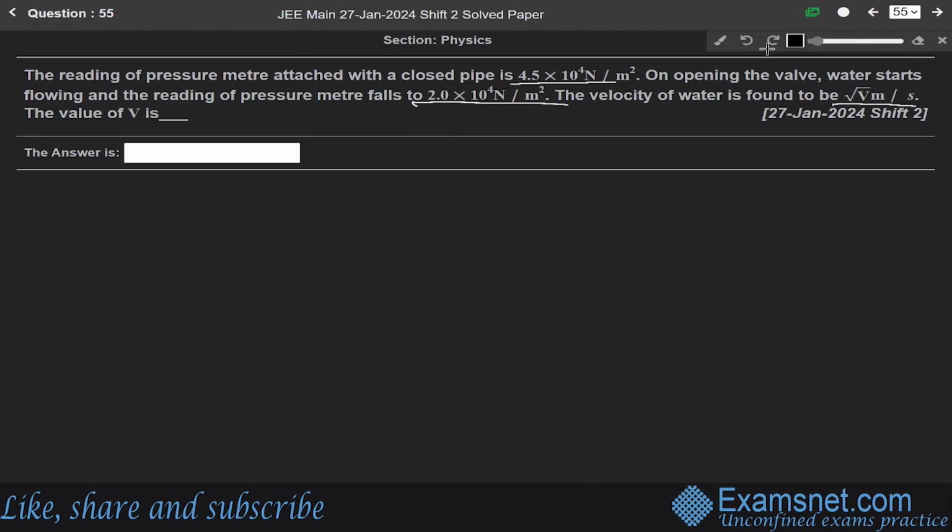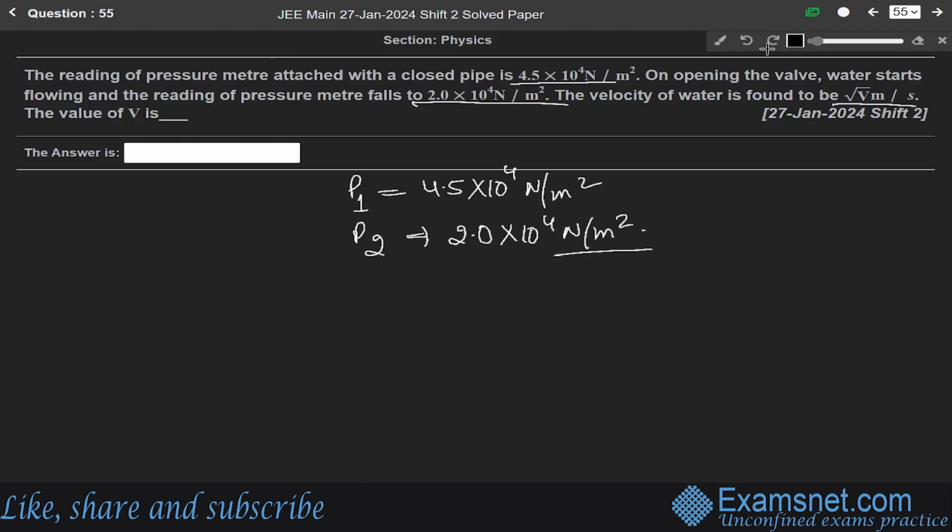According to this question, the initial pressure P1 is given as 4.5 into 10 to the power 4 Newton per meter square. And the final pressure, when the pressure reduces, is 2.0 into 10 to the power 4 Newton per meter square. And we have to find the velocity of water. So the change in pressure will be equal to half into rho into v square. This is a direct formula for change in pressure.